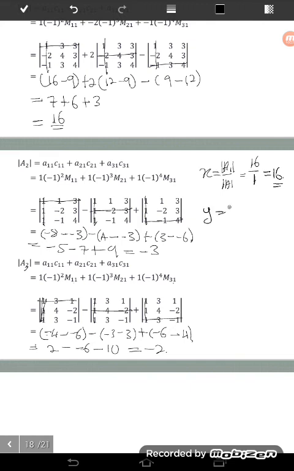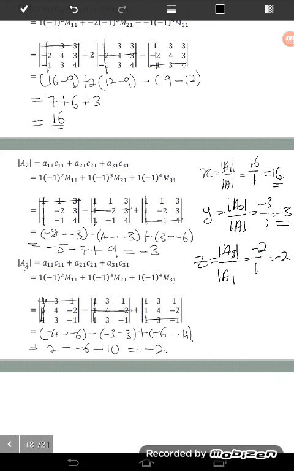And then for Y, determinant of A2 divided by determinant of A. So determinant of A2, which is negative 3, divided by 1. So the answer is negative 3. And then Z, third variable. So we use determinant of A3 divided by determinant of A, which is equal to negative 2 divided by 1. So the answer is negative 2.